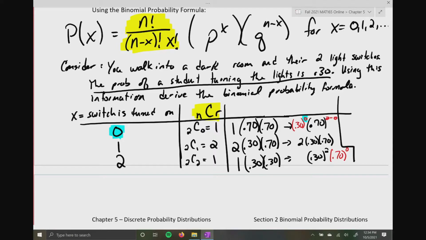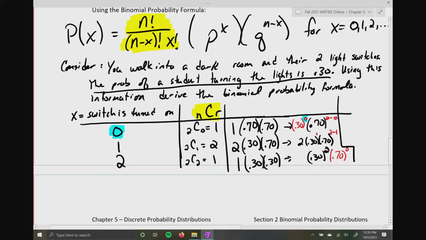So for the next row, you have exactly 1 light switch turned on. So x is 1, and then the exponent on 0.70 is going to be the number of light switches minus 1, or 1. So that's how we get that. And then for the very last row, you have 2 light switches on. So that's going to be 0.3 to the second power times 0.7 to the 0 power. And hopefully now you can see just how we derive this binomial probability formula.